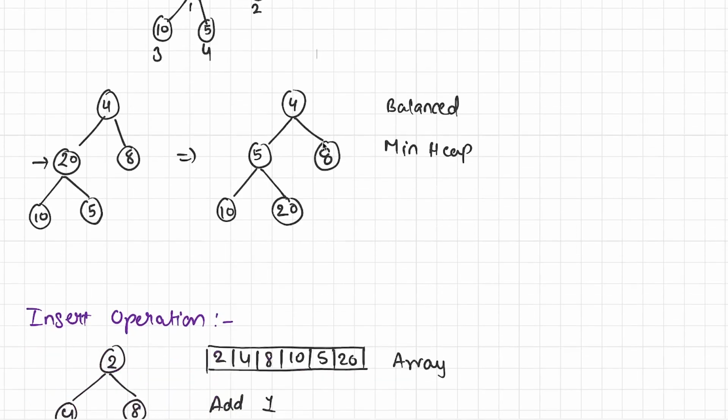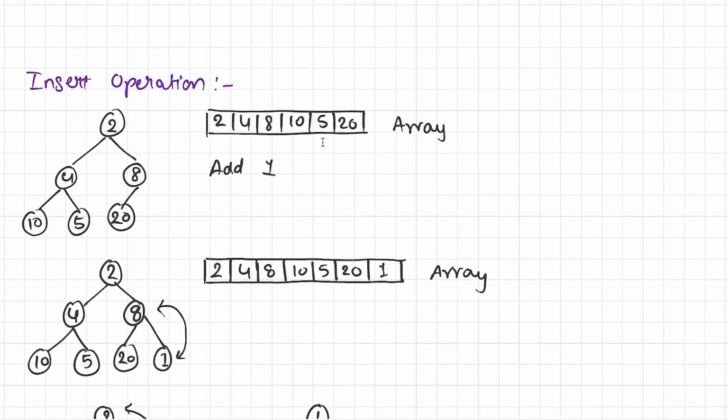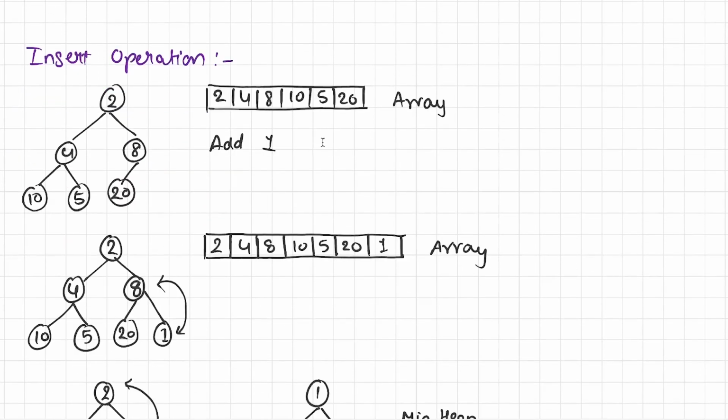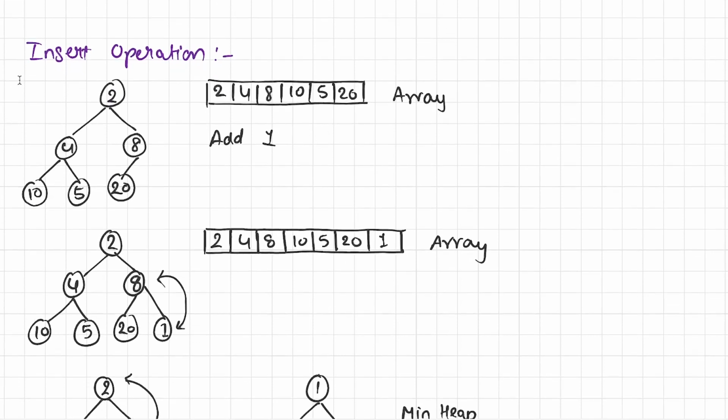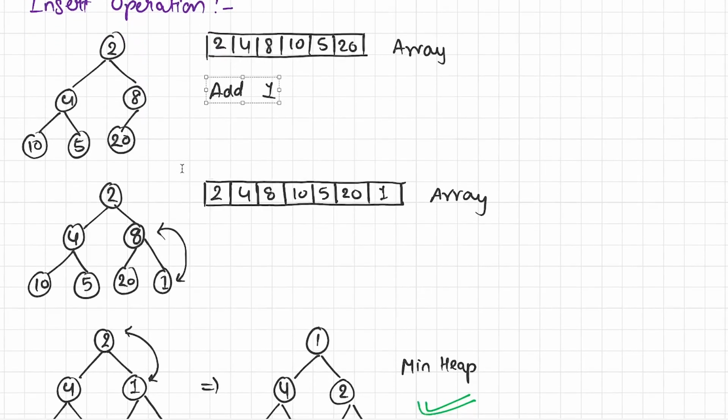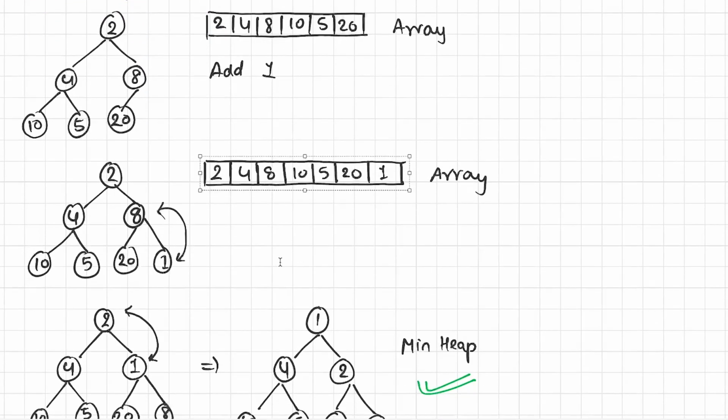Now let's move on to the next operation, that is the insert operation. What happens if we want to add a new element to an existing minimum heap or maximum heap? Let's say we have this minimum heap 2, 4, 8, 10, 5, 20, and this is the array representation of this minimum heap, and we want to add a new element 1 to it. We simply add 1 to this array. After adding 1 to this array, we get the heap structure like this: 2, 4, 8, 10, 5, 20, 1.